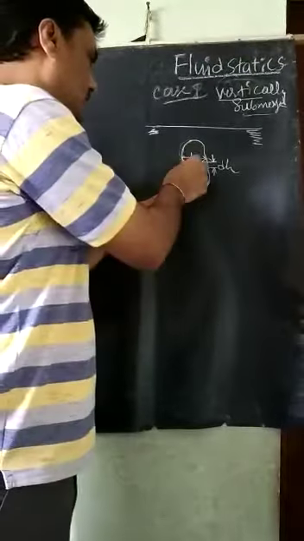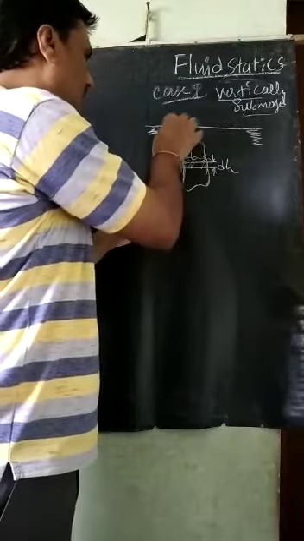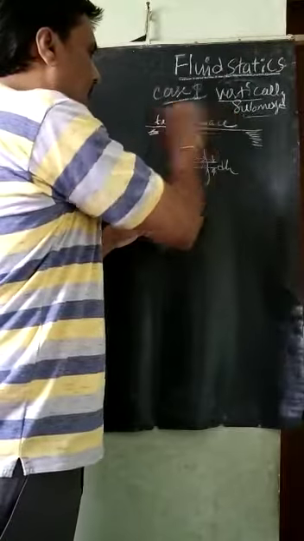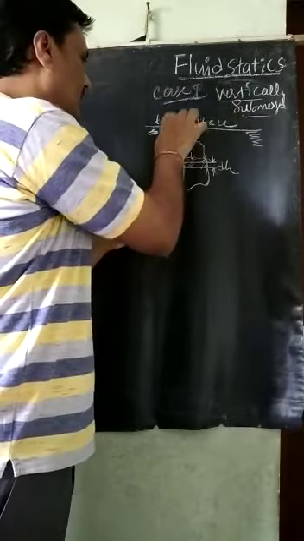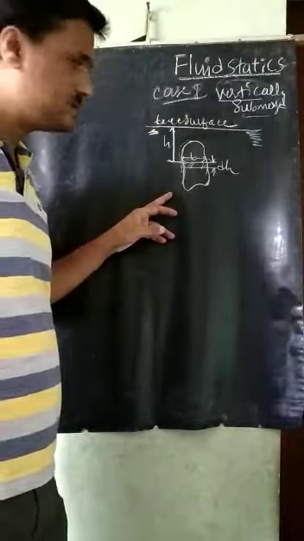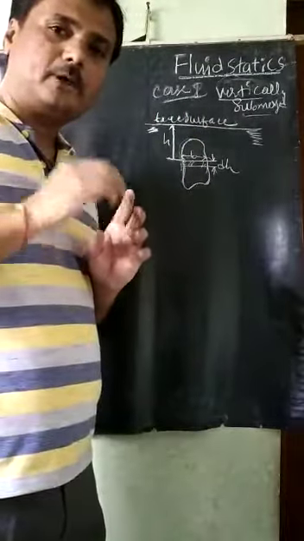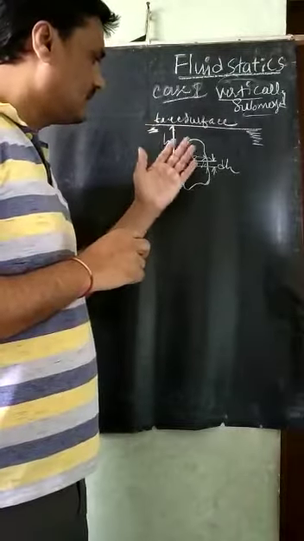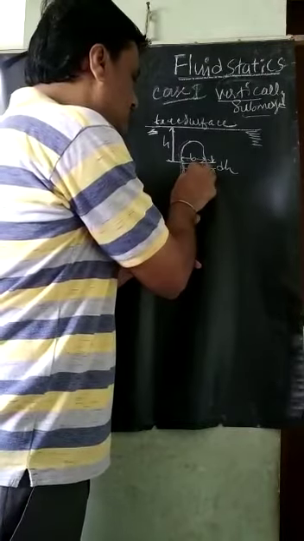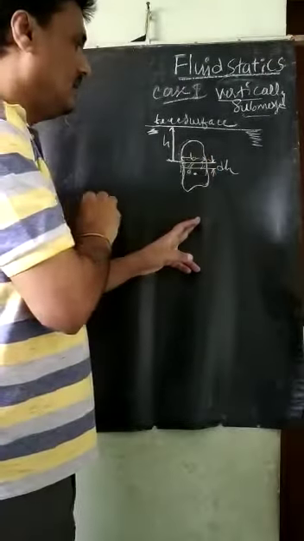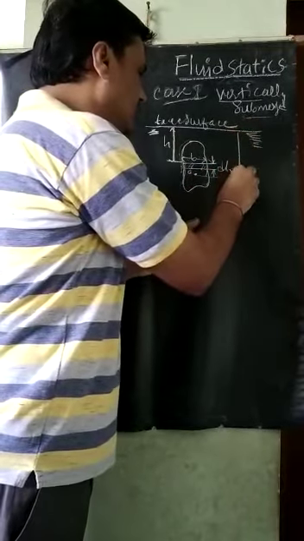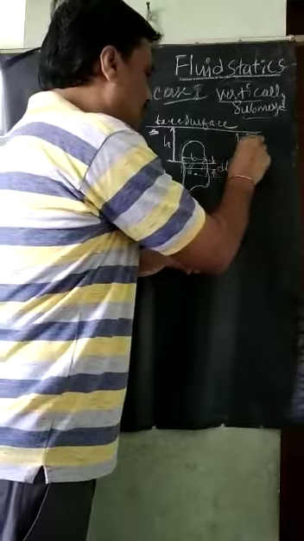This small elemental area is at a distance h from the free surface. I will take 2 points here. Because this is a surface, it has a point CG. For example, this is the point G. The point CG is at a distance from the free surface that I will call h bar.